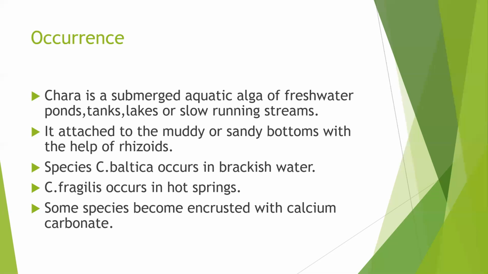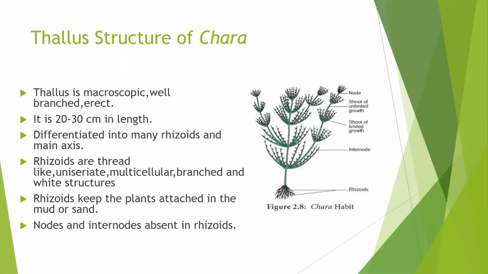One of the species, Chara fragilis, occurs in hot springs. Some species of Chara get encrusted with calcium carbonate so that they become hard and brittle. Therefore, it is called the stonewort.